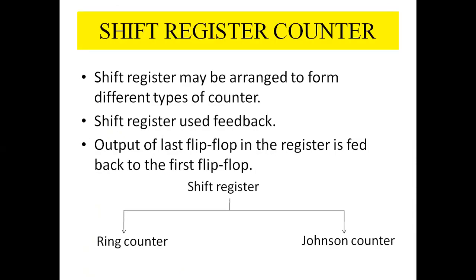Now, shift register counters. Shift registers may be arranged to form different types of counters. In this case, it is different from normal counters, synchronous or asynchronous counters. Here, feedback is given from the last flip flop to the first flip flop. Depending upon where we take the feedback from, Q or Q bar, the shift register counters are of two types. One is called the ring counter, and the other is called the Johnson counter.